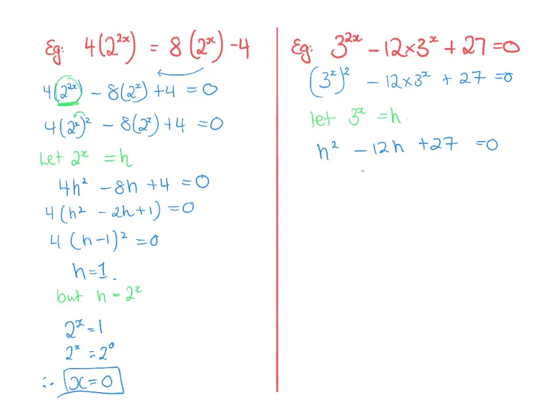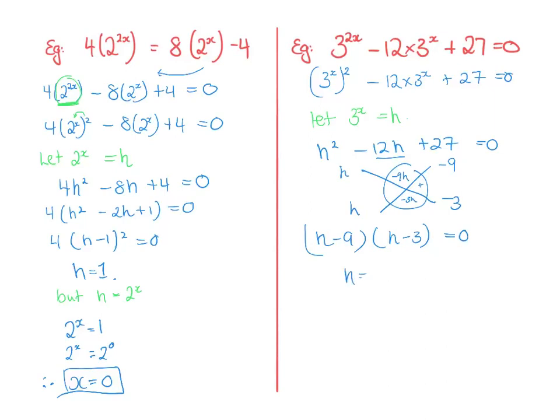So we look, it's not one of the patterns, so we could factorize using the cross method. So factors of 27 that are going to add to negative 12. I might try negative 9 and negative 3, because that would give me negative 9h and negative 3h, and they add to give this number here. So I've factorized it now, so it's h minus 9, h minus 3 equals 0. So I've got h equals 9 or h equals 3.